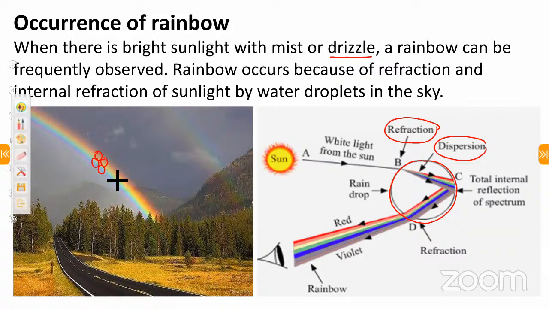So Isaac Newton is the scientist who did a lot of experiments on the spectrum. He used the color disk to show that the white color has 7 component colors.